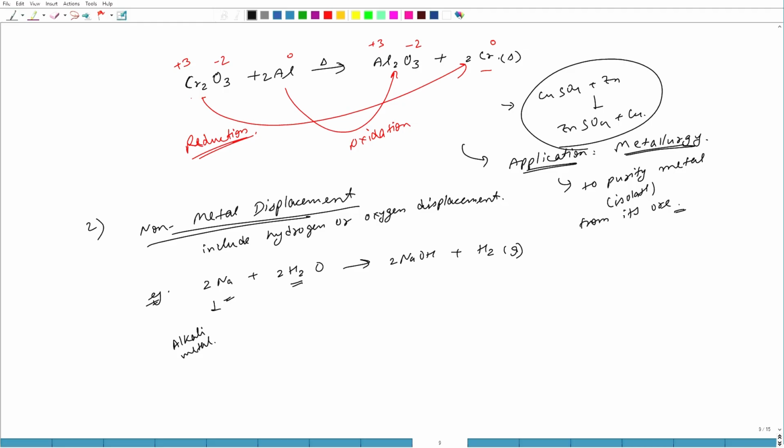Now, whether this reaction is redox or not, again the oxidation numbers: sodium 0, oxygen -2, hydrogen +1, and in the products sodium +1, oxygen -2, hydrogen +1, and hydrogen 0. Now, sodium has gone from 0 to +1 oxidation state, that is oxidation, and hydrogen has gone from +1 to 0, that is reduction.